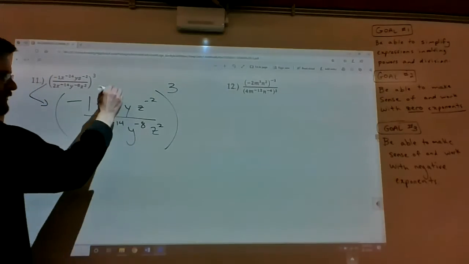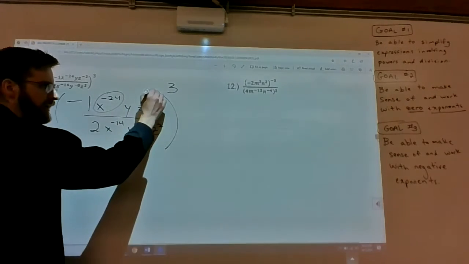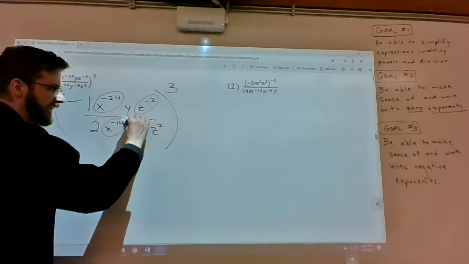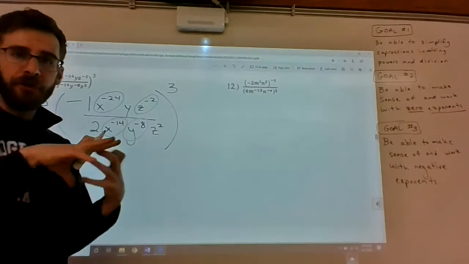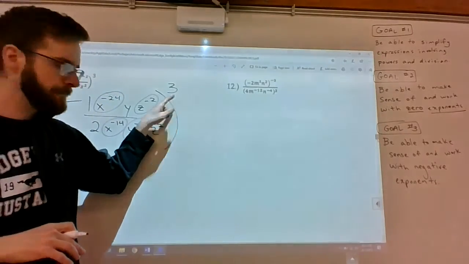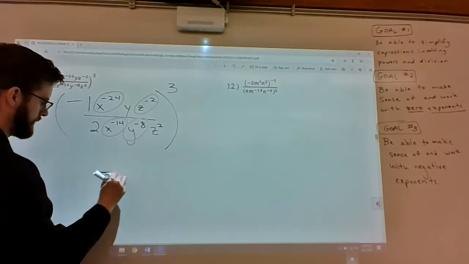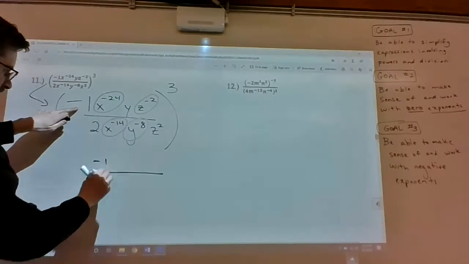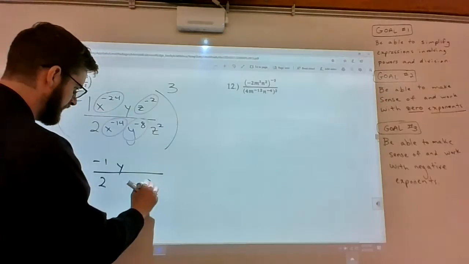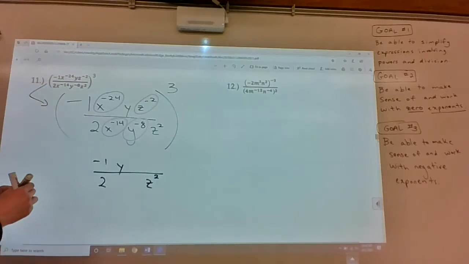Well, I can just check out the ones with negative exponents, like the negative 24 power, the negative 2 power, the negative 14 power, and the negative 8 power. And I can say, let's move those and simplify first before we apply that 3 on the outside. So the negative 1 stays, the 2 stays, the y stays, and the z squared stays, because they didn't have negative exponents.